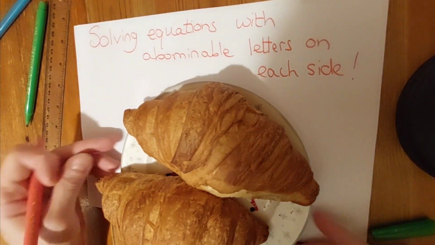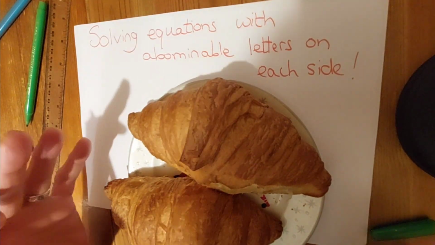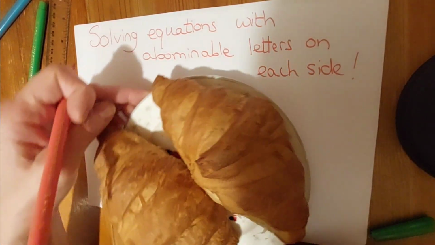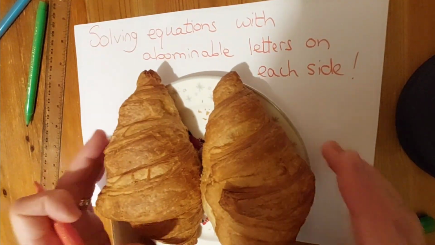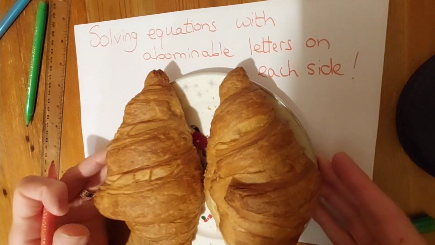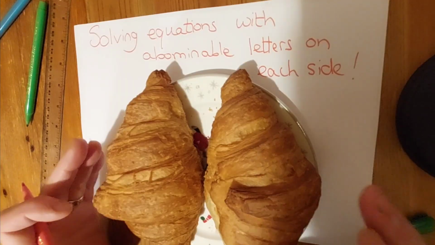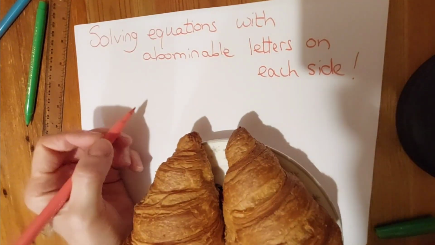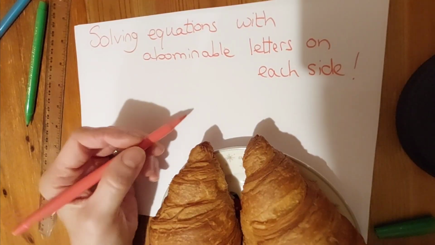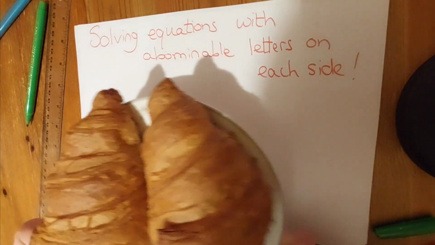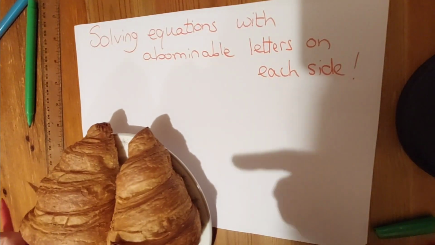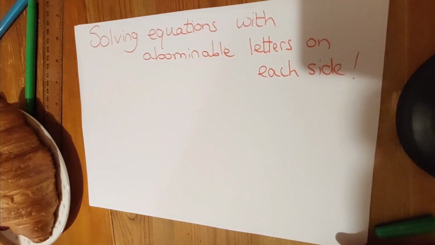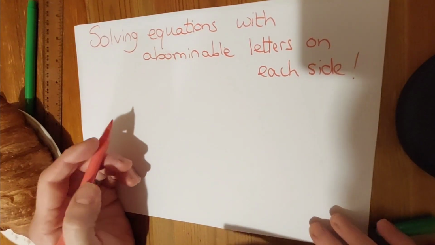Well, today we're doing equations with abominable letters on each side of the equal. Now, I don't really like doing them, but I found a way with croissants which is so much better and so much more fun. So basically, imagine we're in the boulangerie. Boulangerie is where we buy croissants, okay? So the croissants will be on the left. Okay, we need to find out the price of the croissants. But anyway, let's start writing the abominable equation.